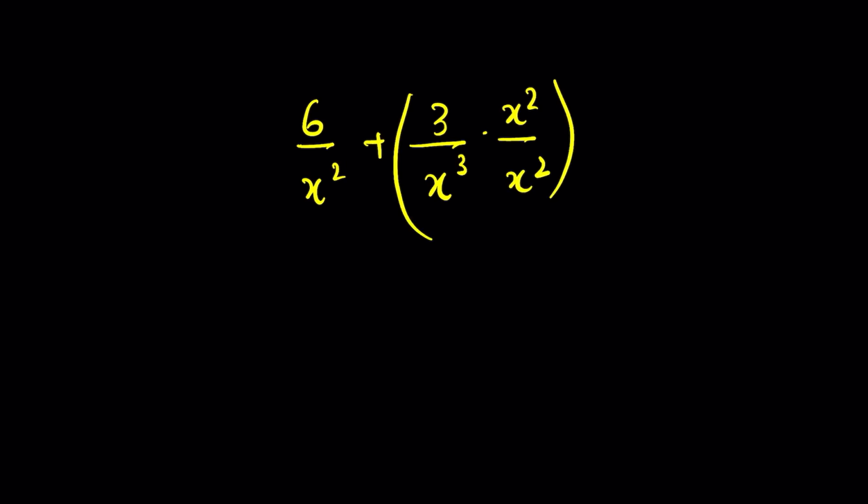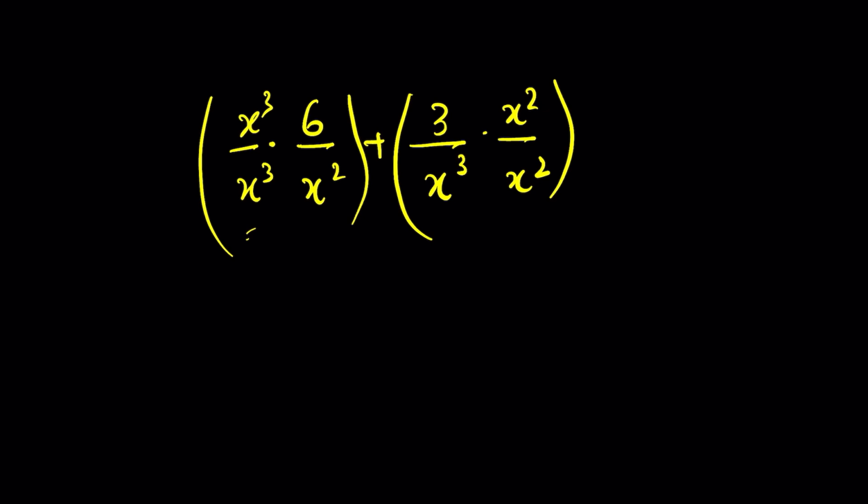Let's take another example of a different kind. Let's say you have 6/x² + 3/x³. Then what will be the common denominator? There's another way that we can have a common denominator. If we multiply this fraction 6/x² by x³/x³, it's like the same, we are not changing the fraction because you can cancel x² and x³.